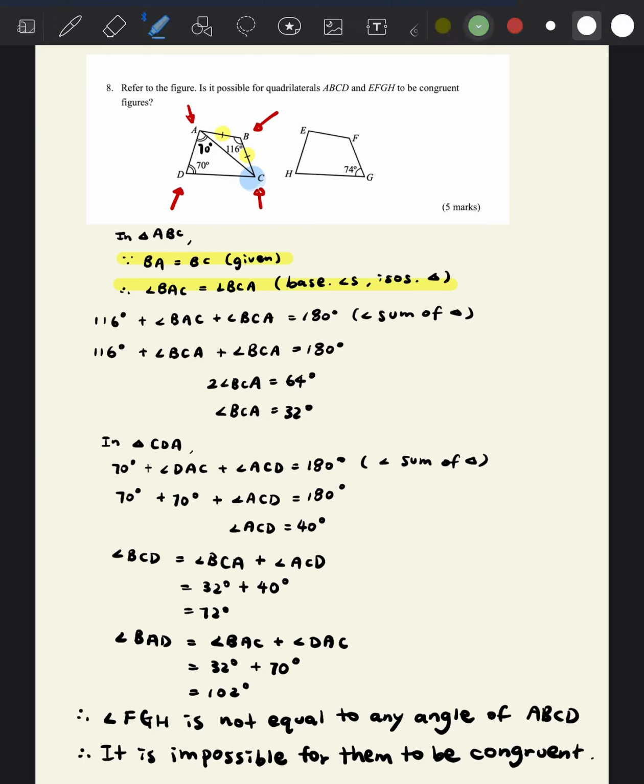So make sure you show all this. You have to show this angle equals 102 and this one equals 72. The other two are given already, so you don't really need to write them out. A lot of you missed out either the 72 degrees or the 102 because you found the 32 degrees and 40 degrees in the previous step and you assume that I can look at it myself. So please do not assume it. You have to always write them out.